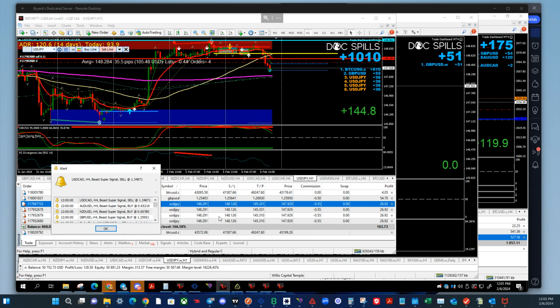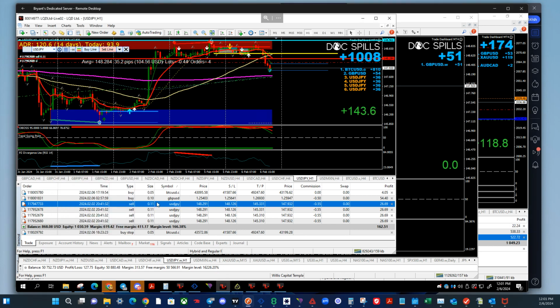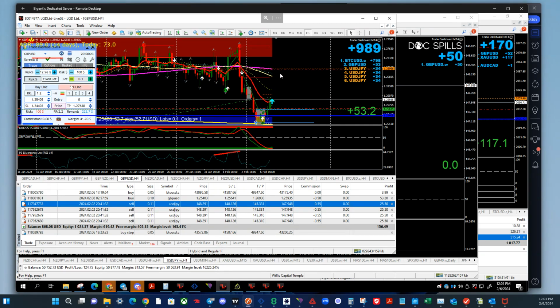GU and dollar yen, this is down. Move this out the way. This is down, up, and these are down, down, and GU is up. Okay. All right. So let's get back to the lesson.